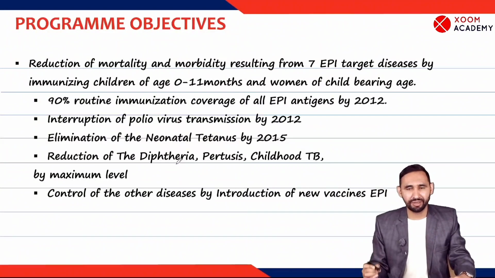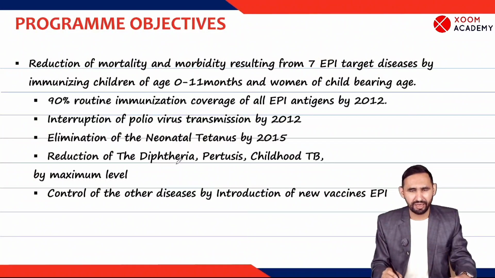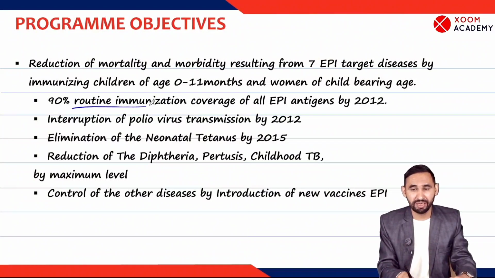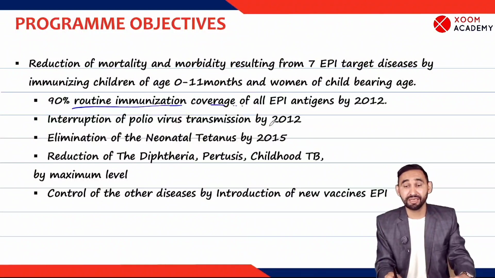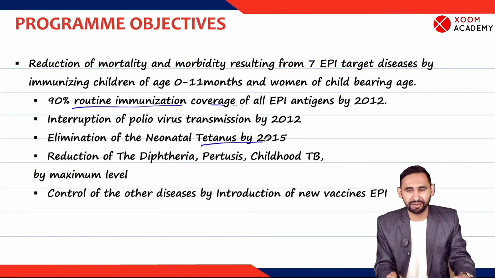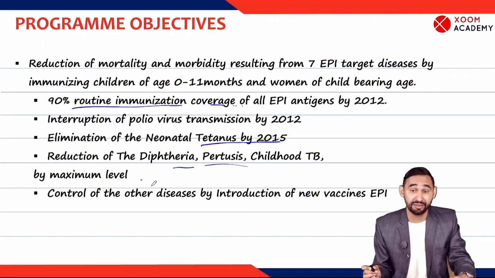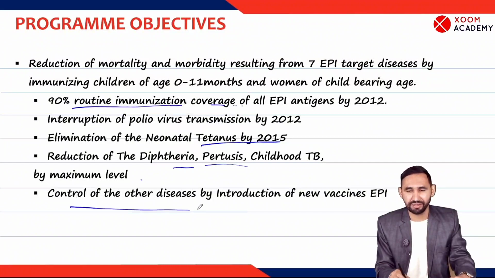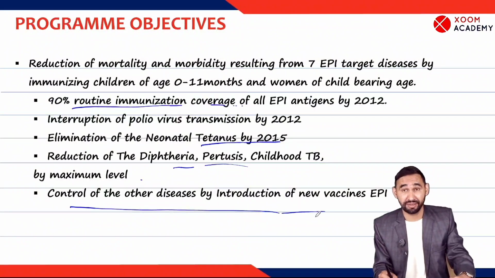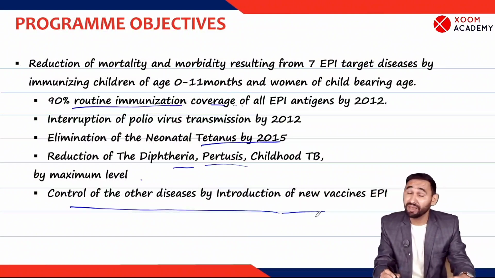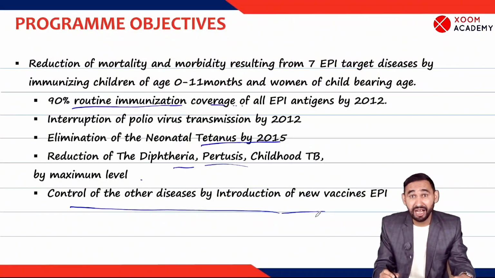What are various objectives of this program? Target is to achieve minimum 90% routine immunization by the year 2012. The elimination of neonatal tetanus, it is eliminated. Reduction of diphtheria, pertussis, and childhood TB to a maximum level. Their complications are severe. Their complications are causing death. So it's better to control these diseases through prevention. Specific protection is mandatory. Control of other diseases by addition of new vaccines, like rubella vaccine is added, typhoid vaccine is added in EPI, IPV is added.